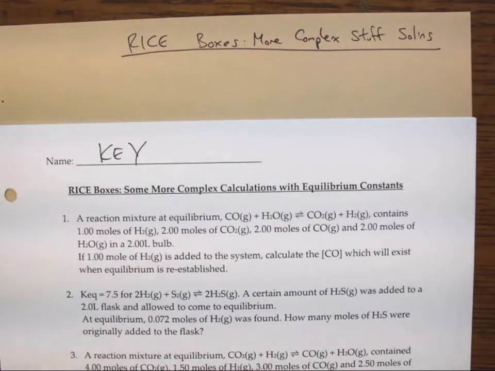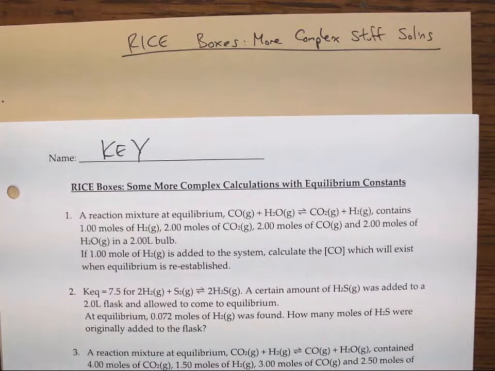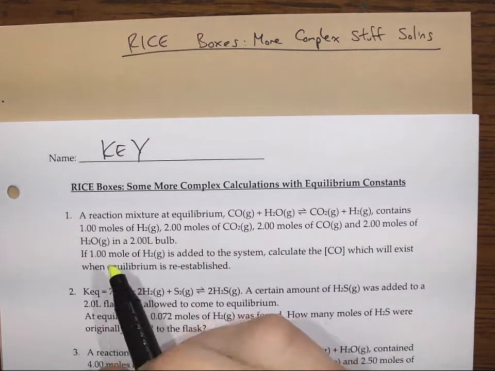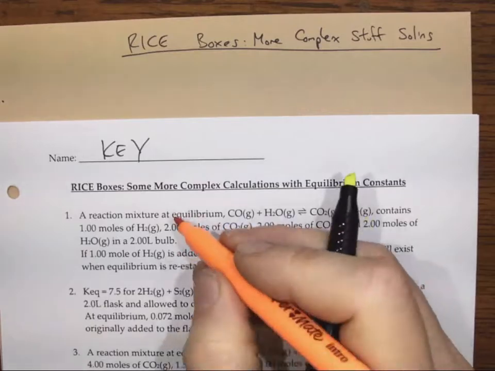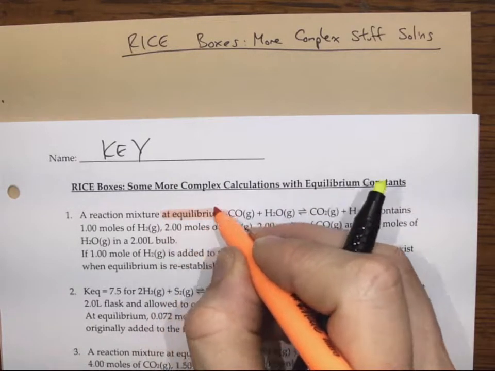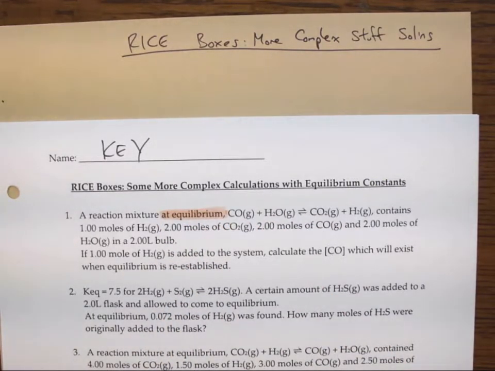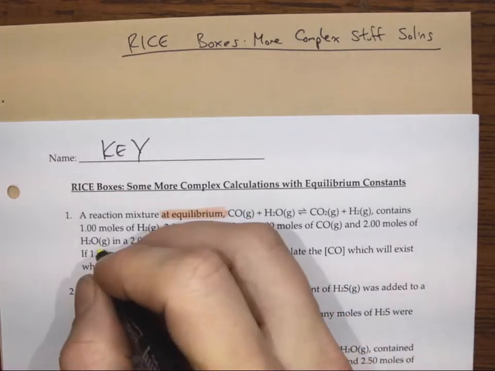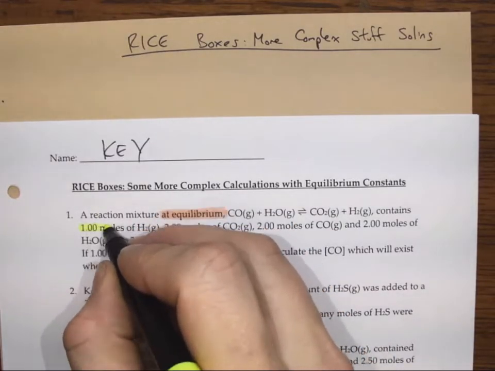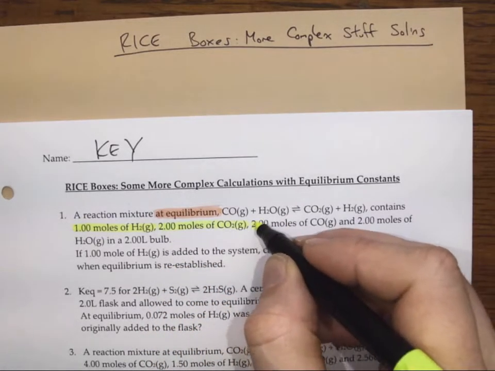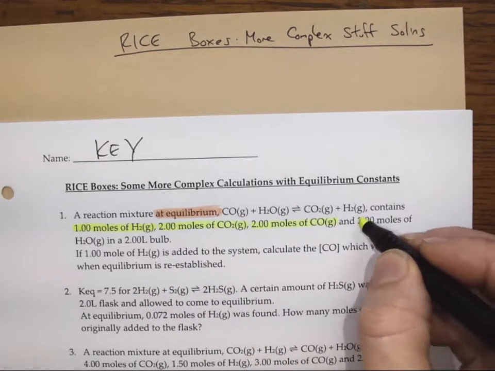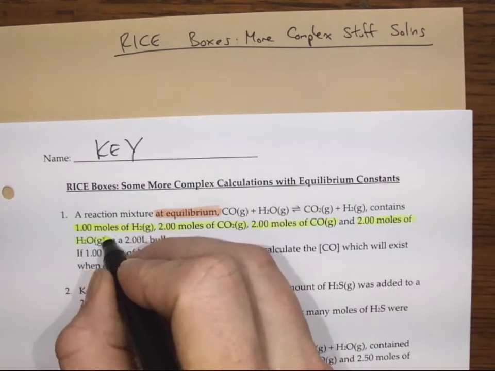All right, so we'll go through questions 1 to 6 here. I'm going to highlight the key ideas. For number 1, a reaction mixture is at equilibrium. That's a good thing to note here. It contains 1 mole of hydrogen gas, that's important, 2 moles of carbon dioxide gas, 2 moles of carbon monoxide, and another 2 moles of water.